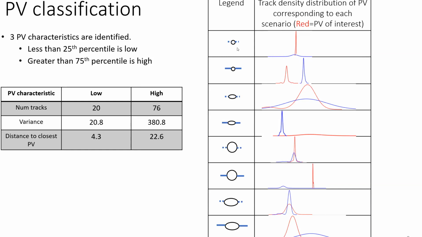Likewise, the difference between a circle and an ellipse shows their variance. If something has a circle, it means they have low variance, whereas if something has an ellipse, it means that particular PV has a high variance, which we can see by comparing entry number 3 and entry number 1 in this table.